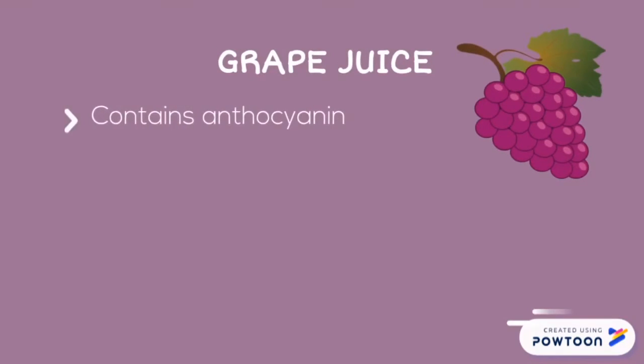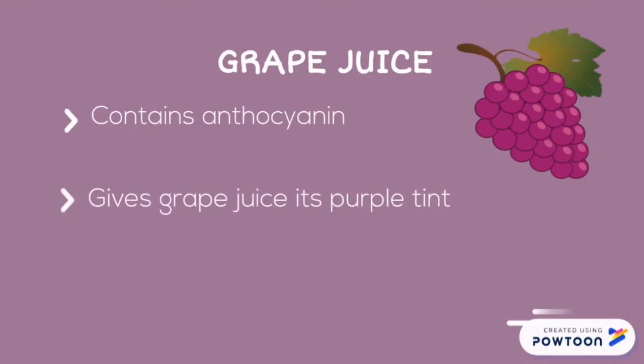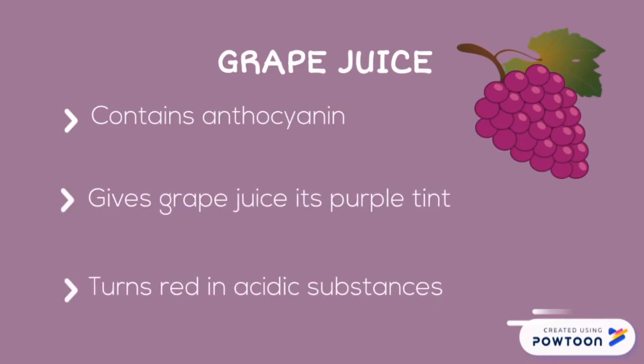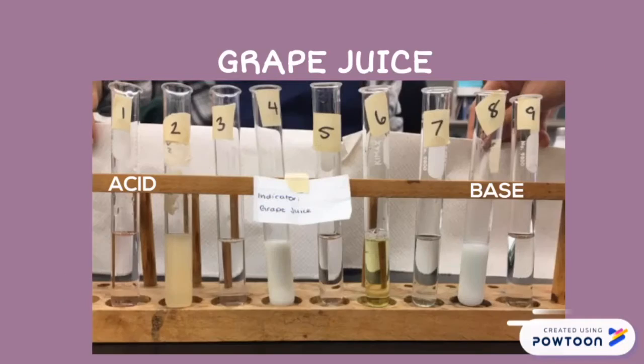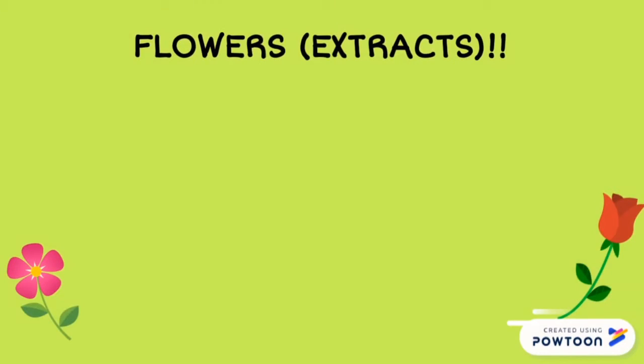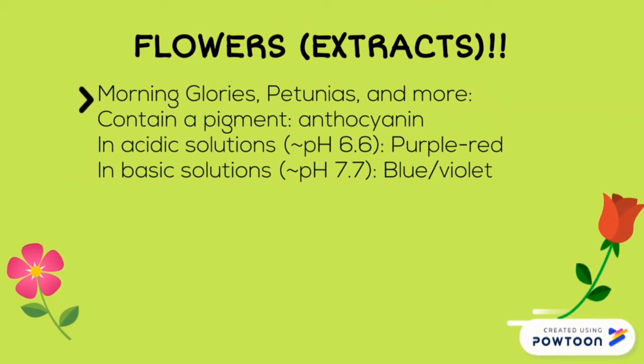Grape juice also contains anthocyanin. This pigment gives grape juice its purple tint. This natural indicator turns red in acidic substances. If you look closely at this picture, you can see how grape juice in acidic solution is pink and turns colorless in basic solution. Flower extracts are one of the most common natural indicators.